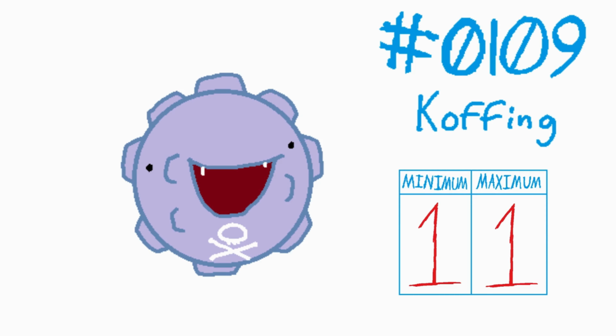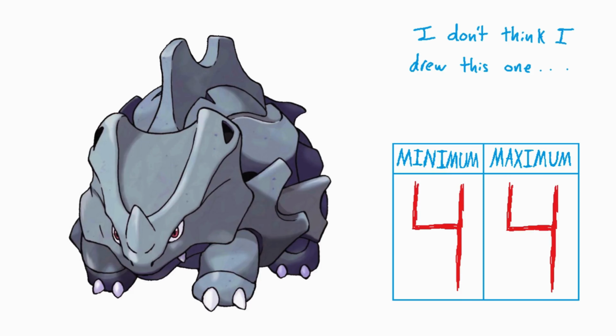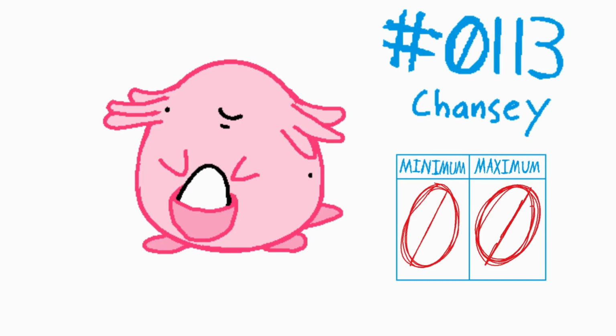Coughing. Has that like Destiny Bond suicide bomb move again. Wheezing. Refer back to Coughing. Rhyhorn. Can literally destroy mountains? Rhydon. Refer back to Rhyhorn. Chansey. Haha, not a chance. Get it? I'm so sorry. This video has taken a severe mental toll on myself.